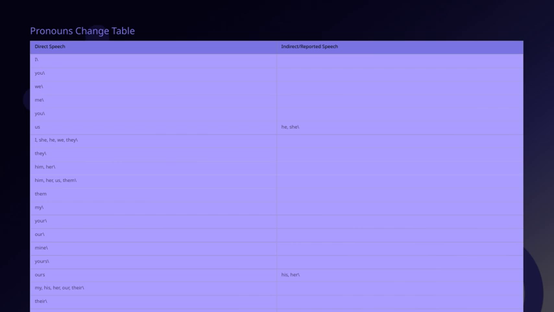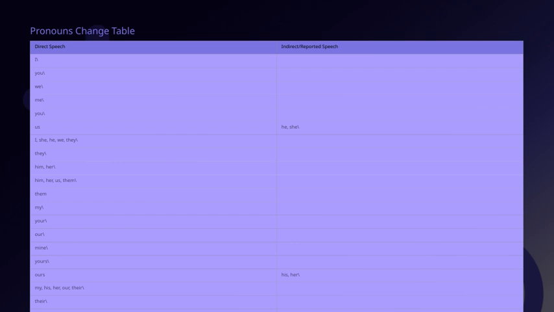Now let's look at the possessive adjectives. My changes to his, her, their, or our, depending on who owns what. For example, my book might become his book or their book in reported speech. Similarly, your can change to his, her, or their, and our can change to their. The possessive pronouns follow the same pattern. Mine can become his, hers, theirs, or ours, depending on the context.